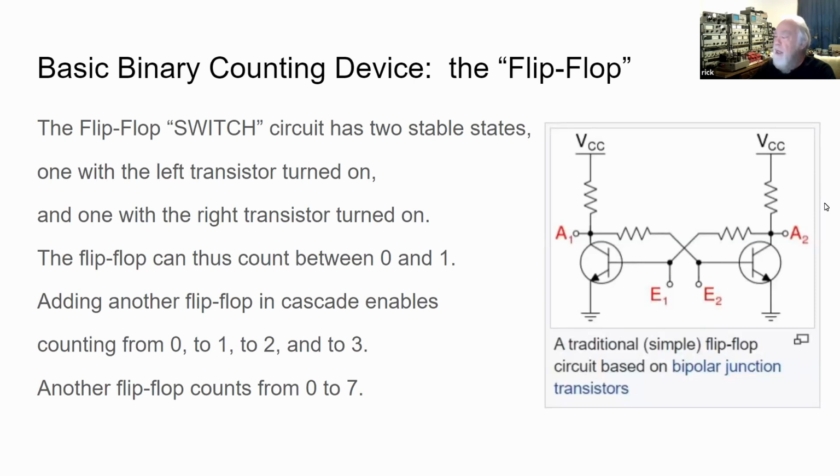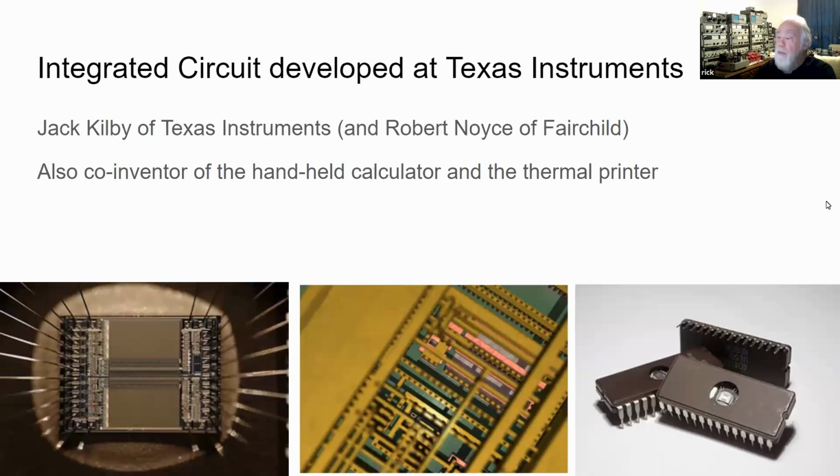So if we cascade, or put in a sequence or a row, 4 of these 2-state switches, we now have a 1-bit, a 2-bit, a 4-bit, and an 8-bit, and we can count from 0 to 7, 0 to 8, 9, 10, all the way up to 15.